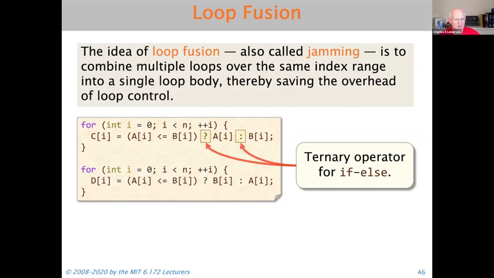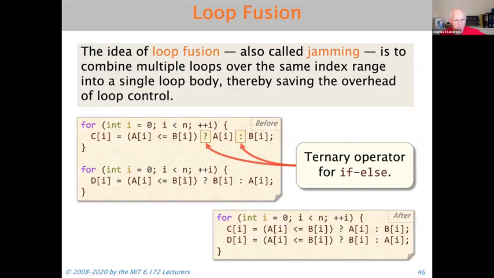So in this case, they're both going through. One is computing all the mins, the other is computing all the maxes, storing the mins into C, the maxes into D. These two loops can be fused, or jammed. So here we go once through and we do a comparison.